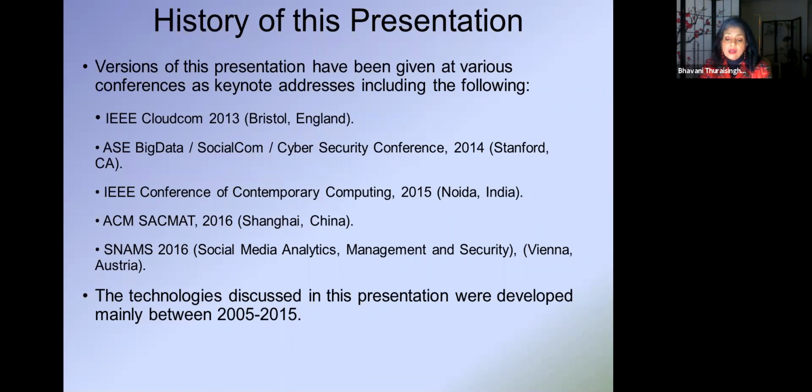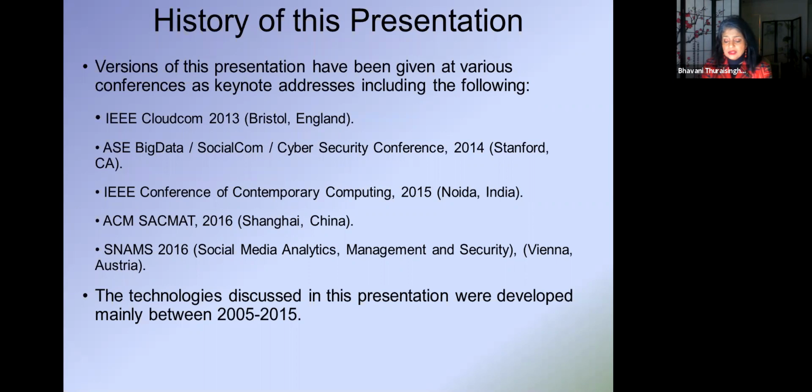And then I also gave a version of this at SNAMS, which is Social Media Analytics, Management and Security, in Vienna. But this SNAMS conference, actually, I need to make a point, because the first three were purely assured information sharing.